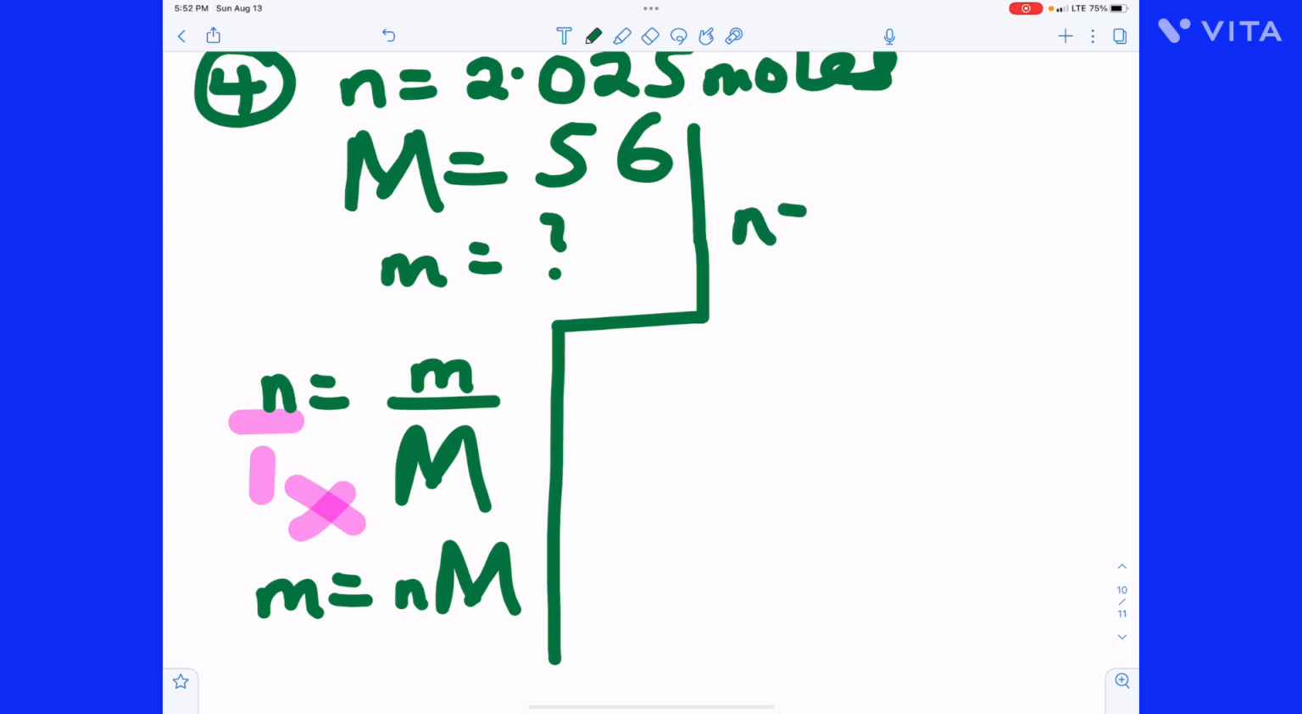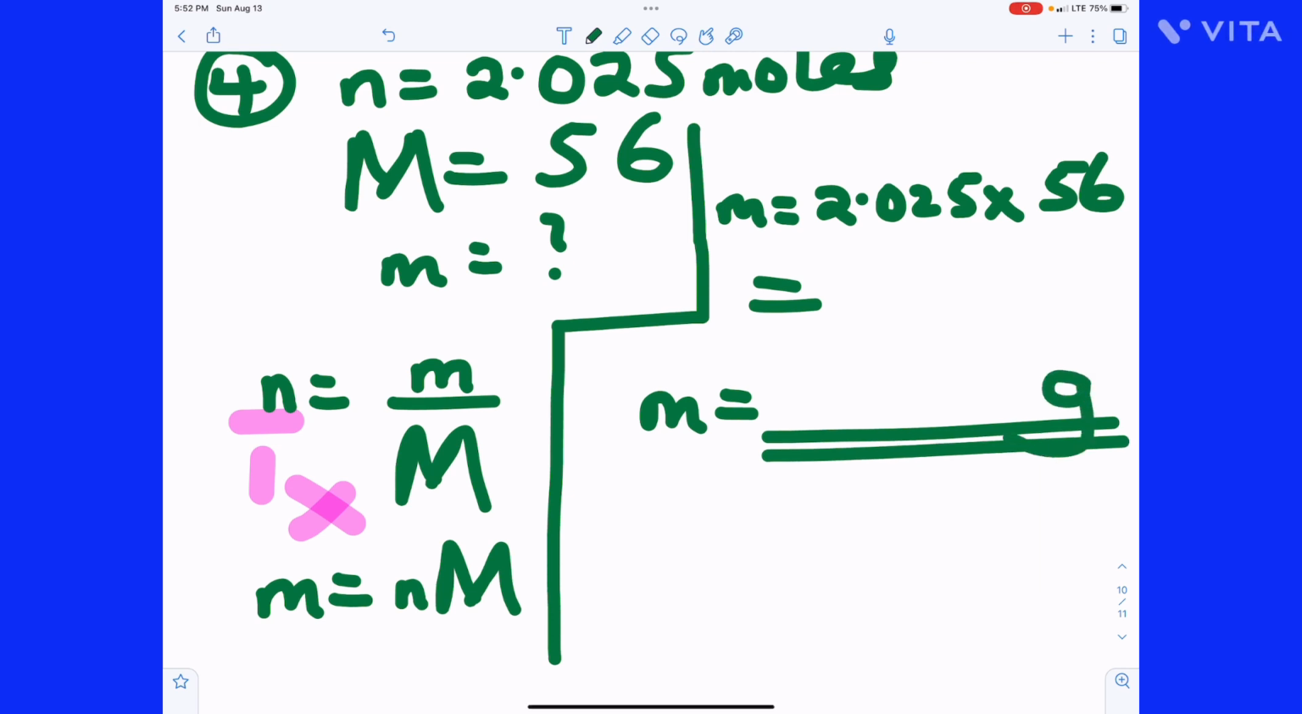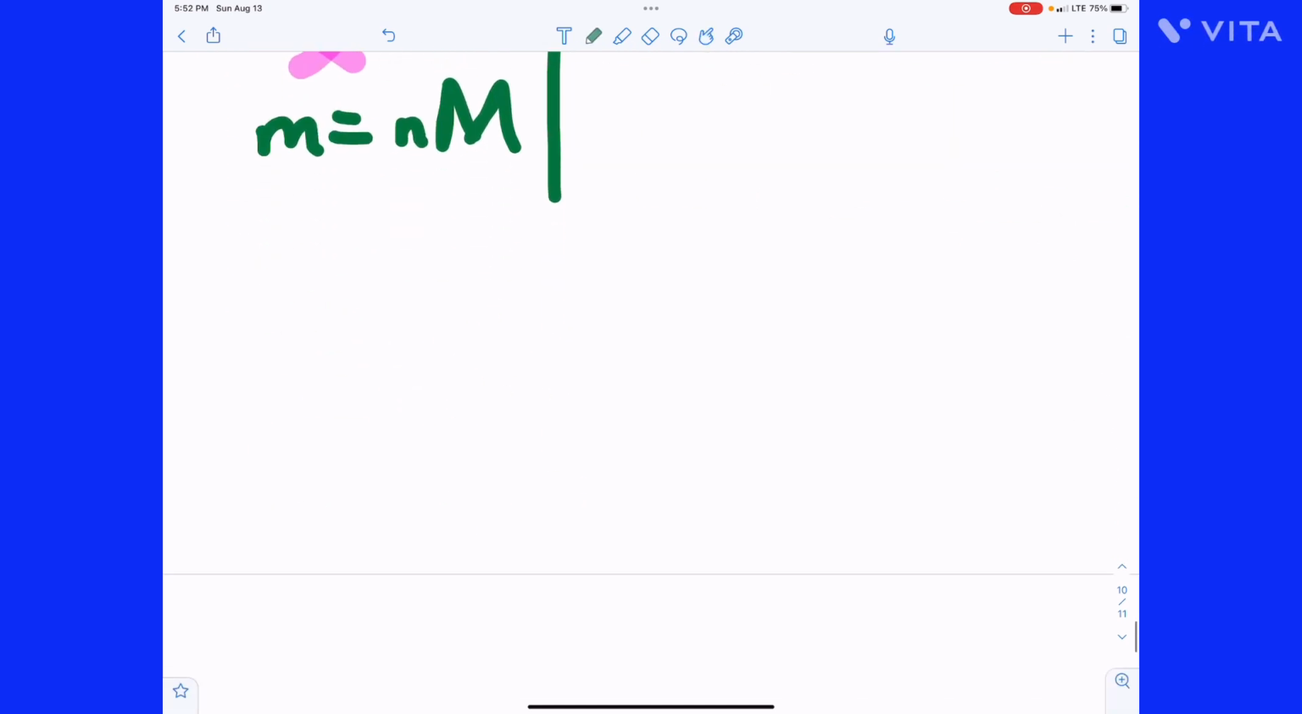The reacting mass will be number of moles, which is 2.025, times molar mass, 56. You press your calculator, you get your answer in what? In grams. So, that ends number 4.